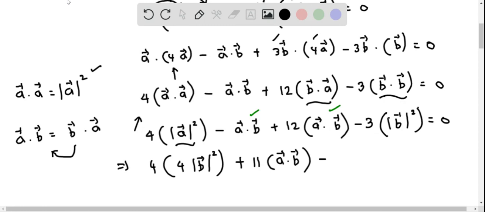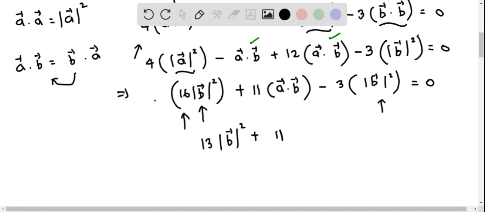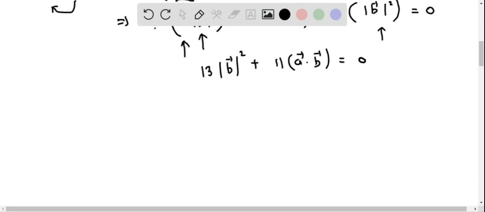Minus 3 times magnitude of b vector squared, and this equals 0. Now we see that 4 times 4 is 16 times magnitude of b vector squared. So I'm going to change this to 16 times magnitude of b vector squared. This term and this term are like terms. Here we have 16 times magnitude of b vector squared, and this is negative 3 magnitude of b vector squared. So 16 minus 3 is 13 times magnitude of b vector squared plus 11 times a dot b. This equals 0. Now we can solve for a dot b from this equation.